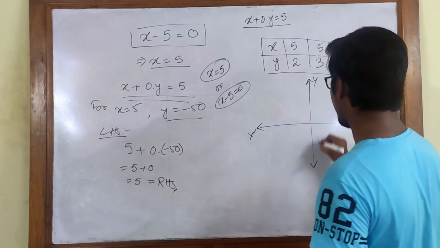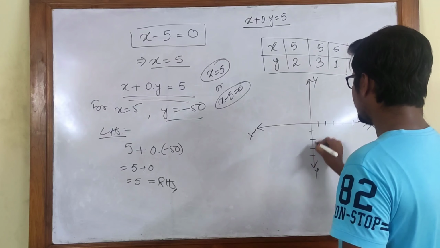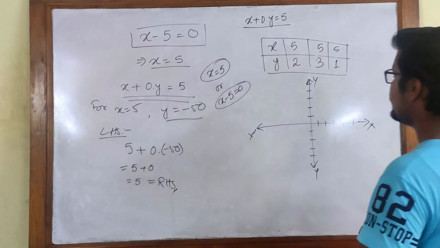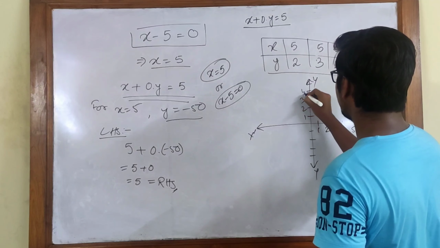X, x dash, y, y dash. So 1, 2, 3, 4, 5. Here we have 1, 2, 3, 4 and 5.